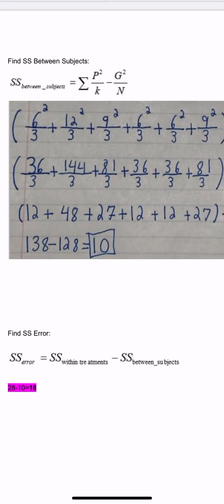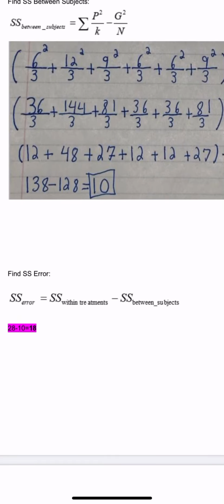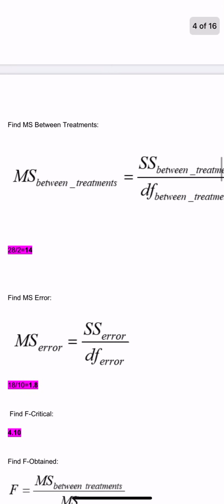Find SS error. That's simply SS within treatments minus SS between subjects. And we got these values. We calculated them above. So it's 28 minus 10 equals 18.